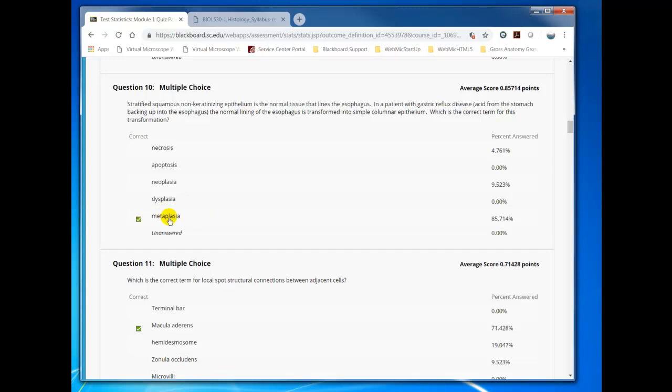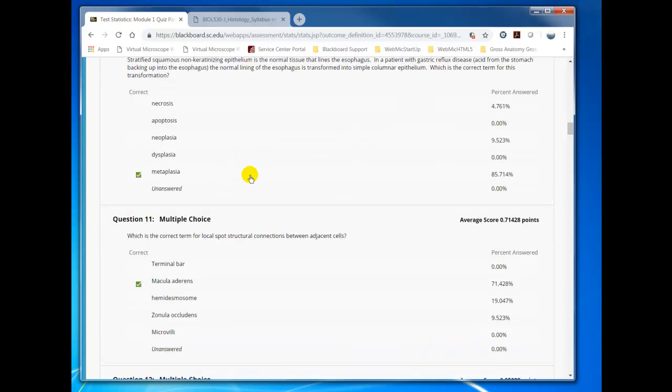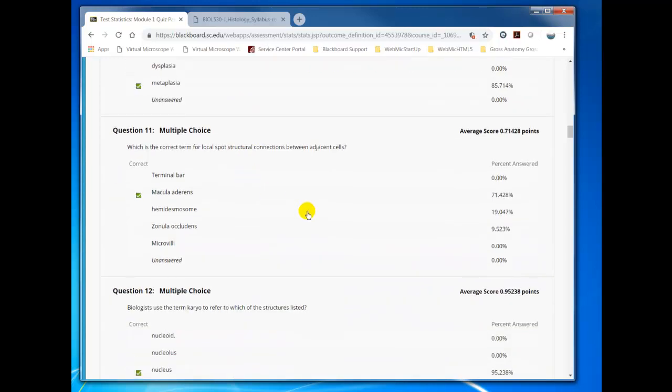Well, that process of changing one type of epithelium to another in a place where it should be the first type that's normal, that's metaplasia. Meta is change, plasia is growth. Dysplasia is disorganized growth, neoplasia is new growth, and apoptosis is programmed cell death, and necrosis is cell death by means other than programmed cell death. For example, hypoxia. If not enough oxygen is being delivered to cells, then the cells may become necrotic.